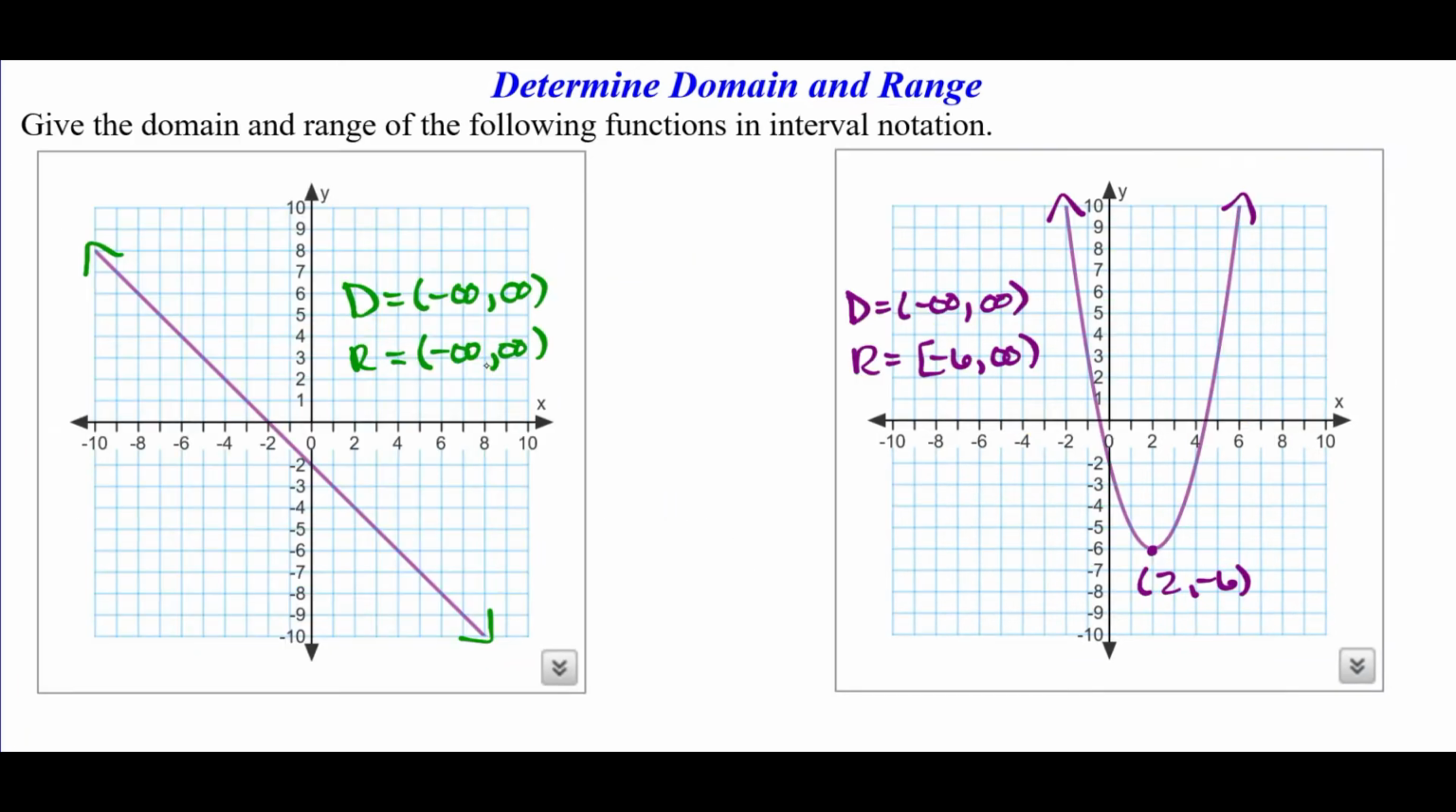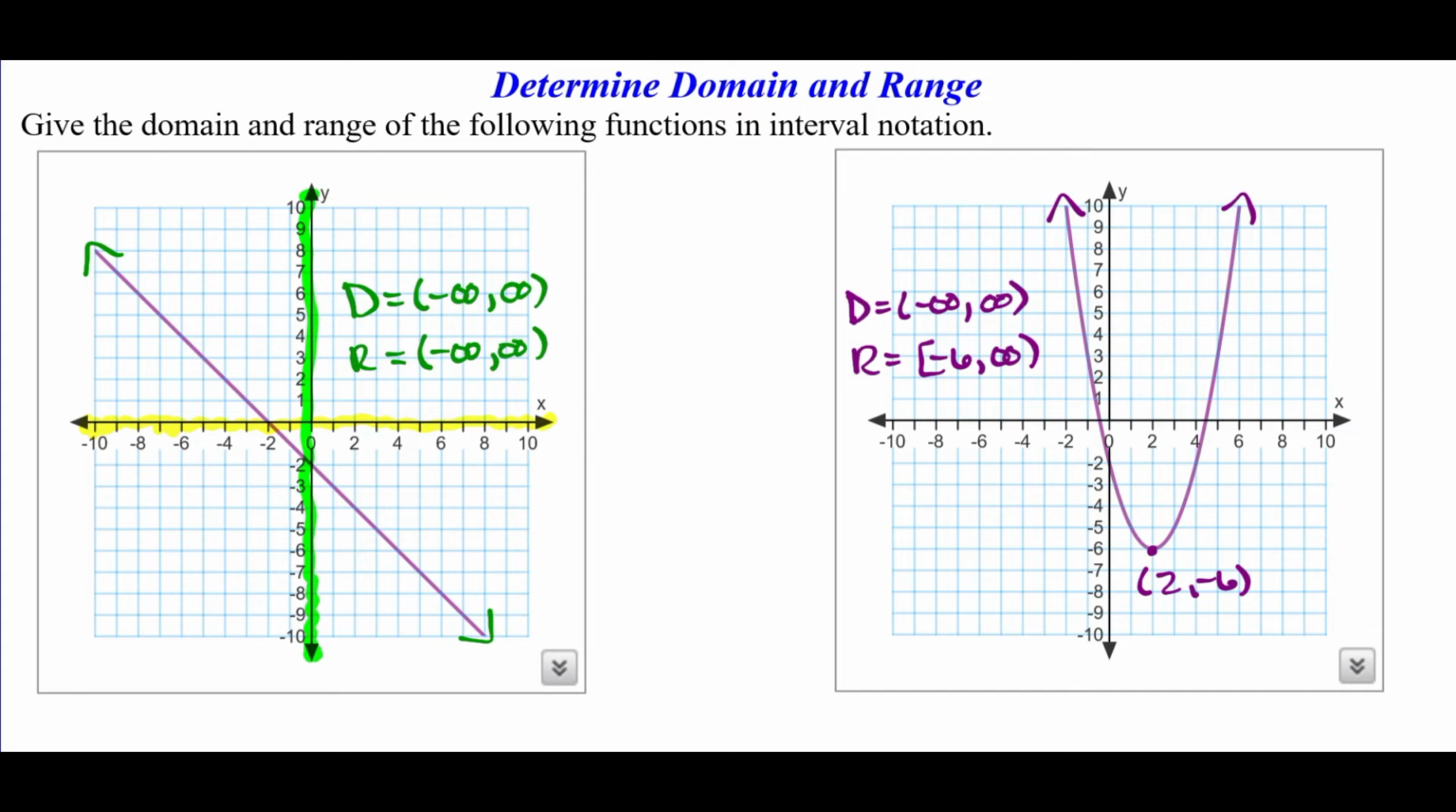On this first one, we have a line. This graph is going to continue going up forever and down forever. If we think about the domain, we're going to the left forever, hitting all of these points along the x-axis, and then going to the right forever. So my domain is all real numbers. My range, similarly, this graph is going down forever, and we're hitting all of these y values until we're going up forever. So my range is also all real numbers.